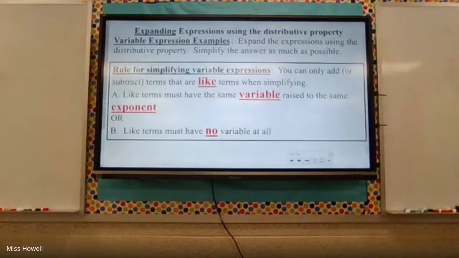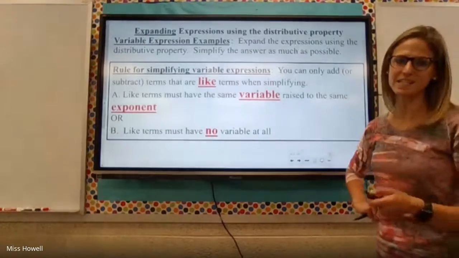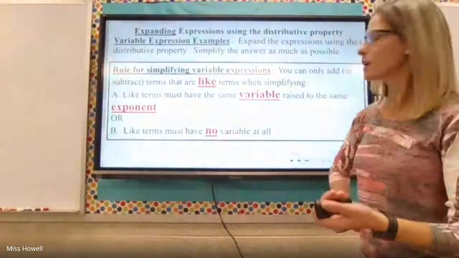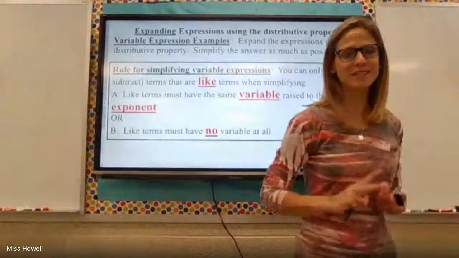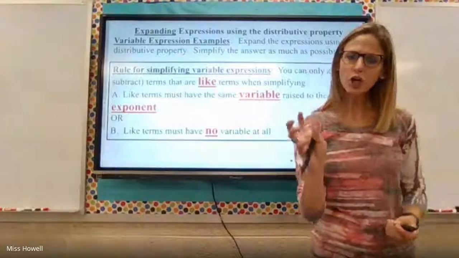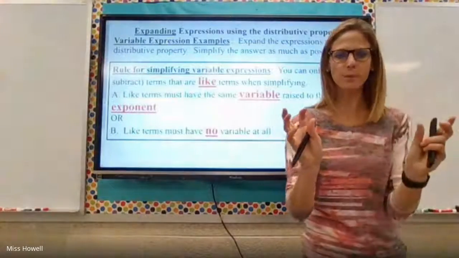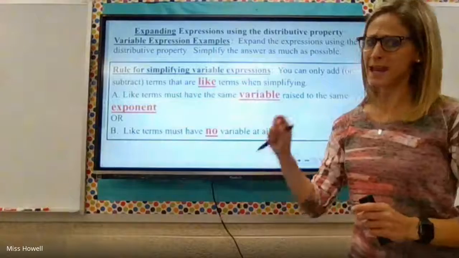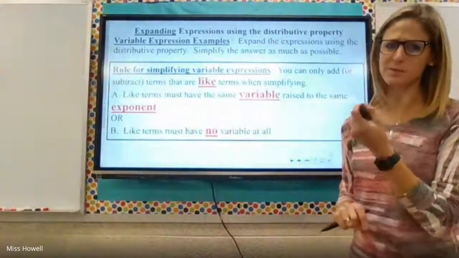All right, when expanding, when you have a variable expression, you have to remember the rule that you can only combine things that are like terms. There's 2 rules that help you establish if something is a like term with something else. Rule number 1, does that term have the same variable part as another term? And by same variable part, we mean it has the same letter, and on that letter it has the same power or exponent, so be careful.